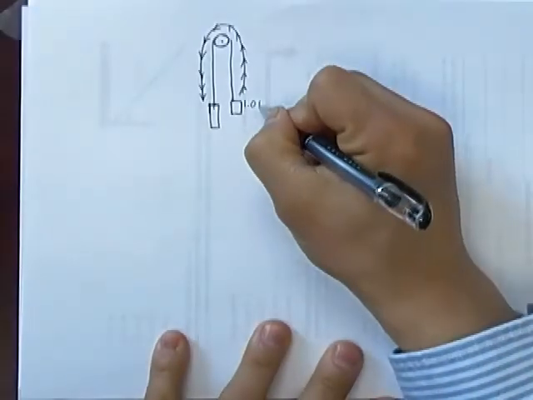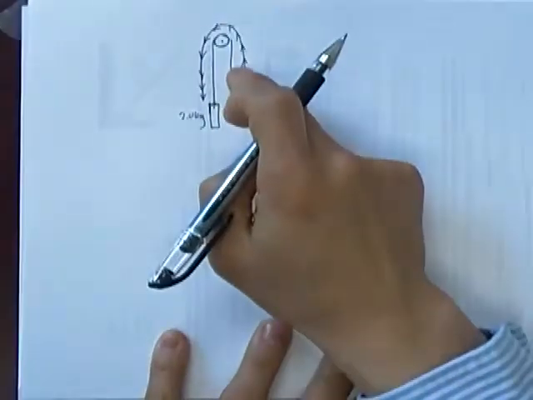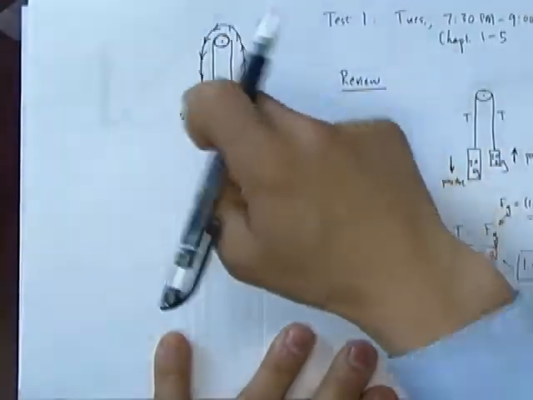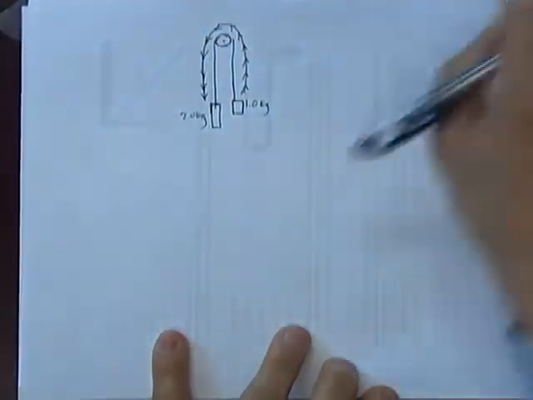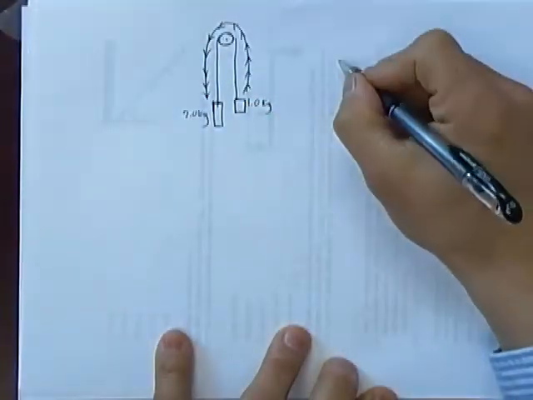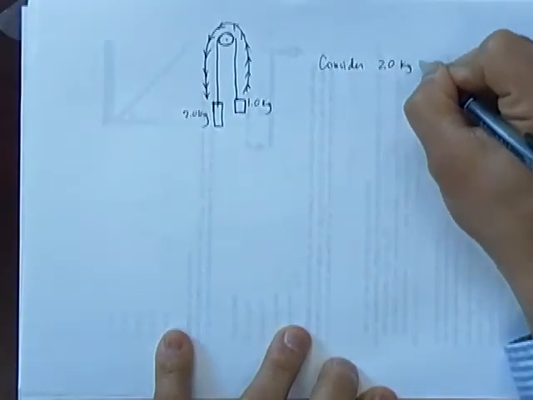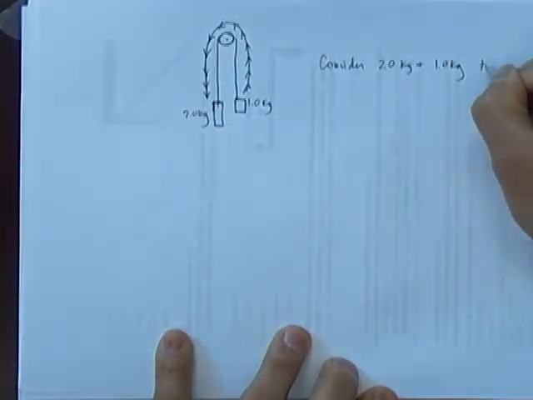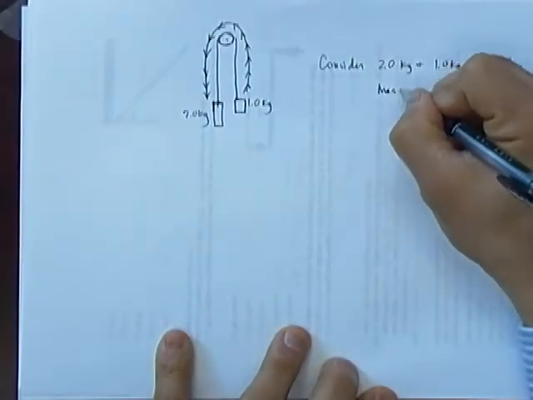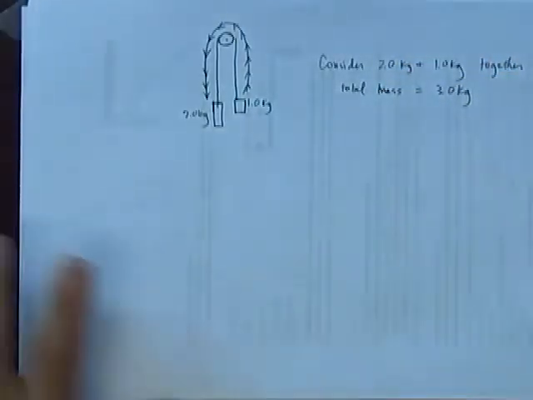Okay, so this is the 1 kilogram mass, and this is the 2 kilogram mass. So it's positive, it's going up on this side, just like we had before, and it's going down on this side. But we're going to consider now both masses together as one unit. So we're going to consider the 2 kilogram and the 1 kilogram masses together. So the total mass is obviously 3 kilograms.